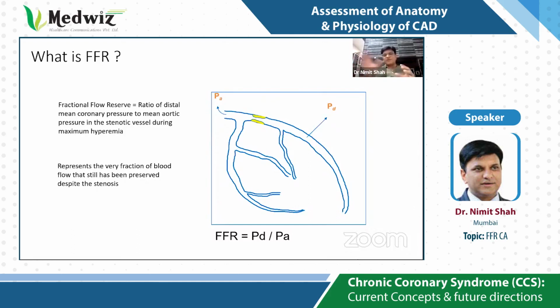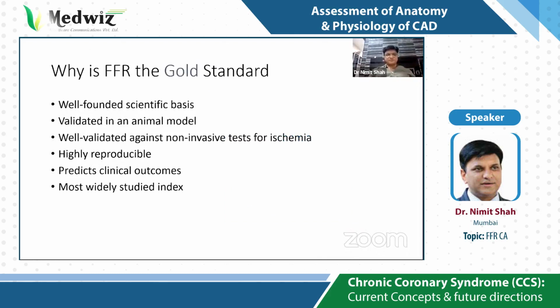So where pressure is flow times resistance, when you use hyperemia, the resistance is taken care of. So the flow becomes proportional to the pressure. And it represents the fraction of blood flow that is still preserved despite the stenosis. So that is the basic understanding of FFR.